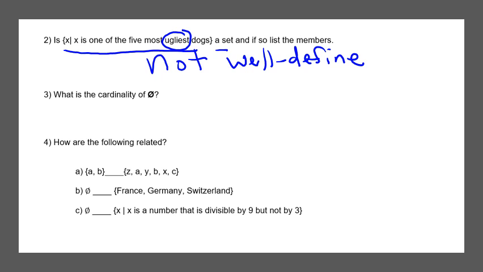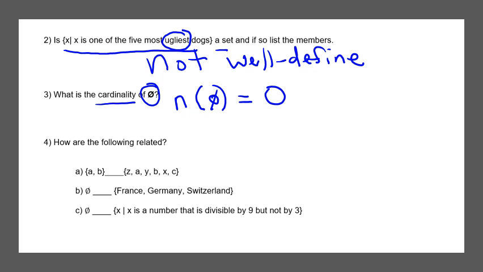Number 3, the cardinality of the empty set. Cardinality means how many elements are in the set. The number of elements in the empty set is 0. So the cardinality is 0.